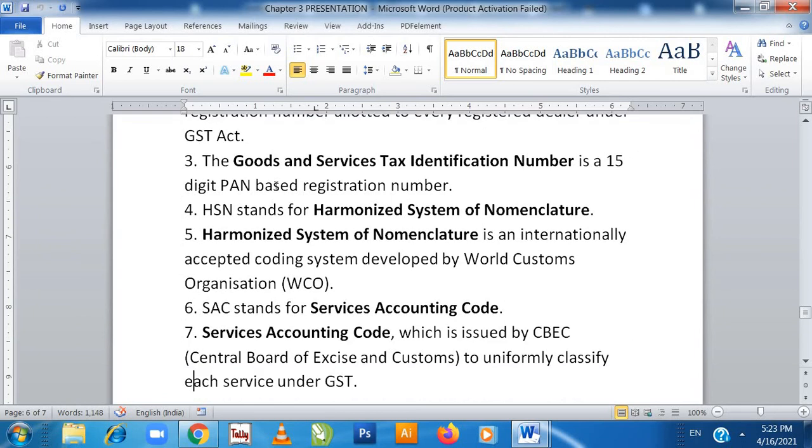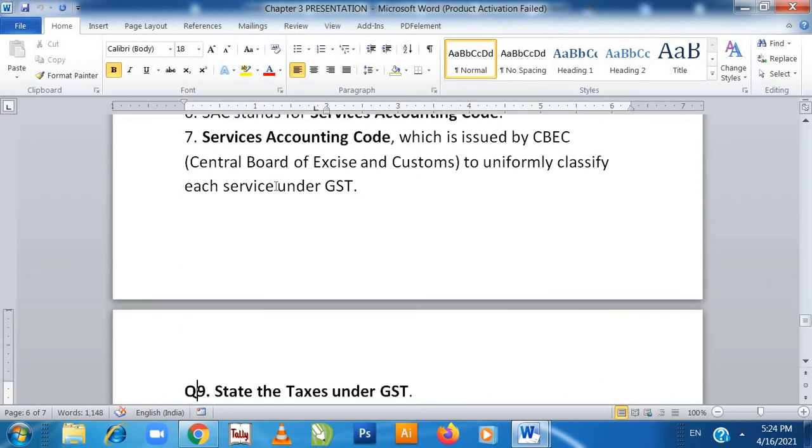Then another is SAC, that is Service Accounting Code. This is issued by Central Board of Excise and Customs to uniformly classify each service under GST.